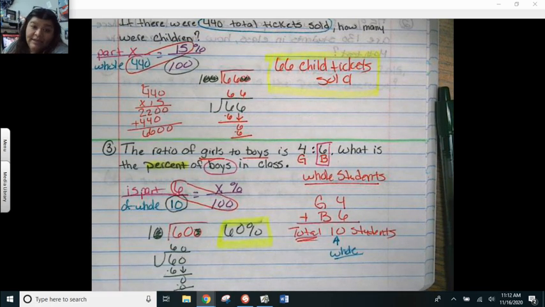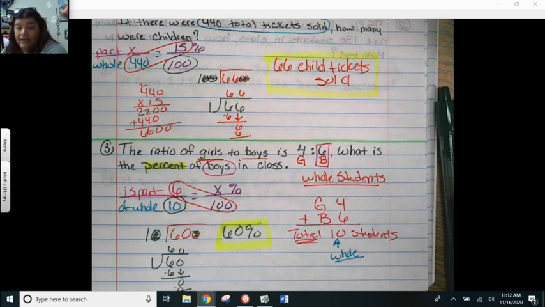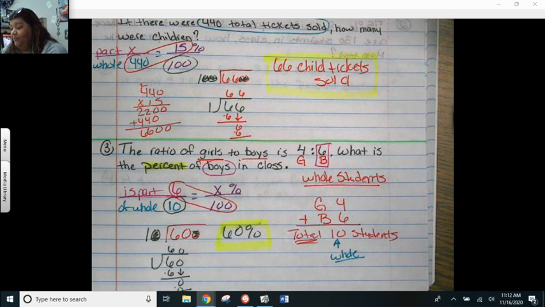And once you know the boys, now you can figure out the percent of girls. If there's 60% of boys in this classroom, then I can pretty much tell you that there's 40% of girls, because 60% plus 40% gives you that whole amount of 100%. Okay? So in this one, your job, should you choose to accept it, is to figure out the part versus the whole. You ready to try some out on your own?